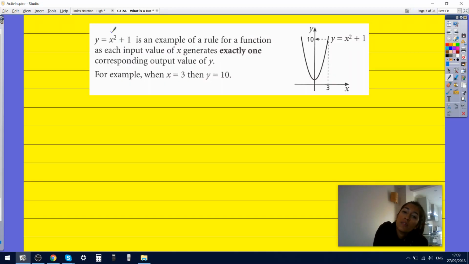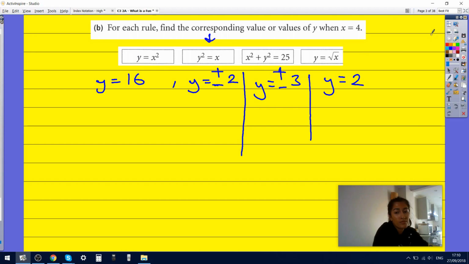Okay, got it. So y equals x squared plus 1 is an example of a rule for a function. Each input gives exactly one corresponding output. So when you put in x equals 3, you get y equals 10. So for these ones, when you put in one value for x, you get one answer for y. Which of these are functions? Which of these are not functions?